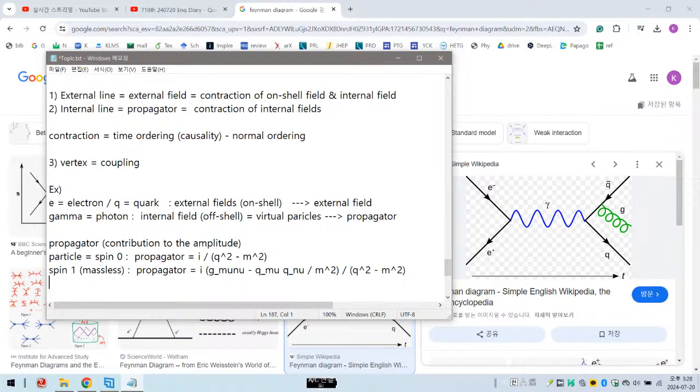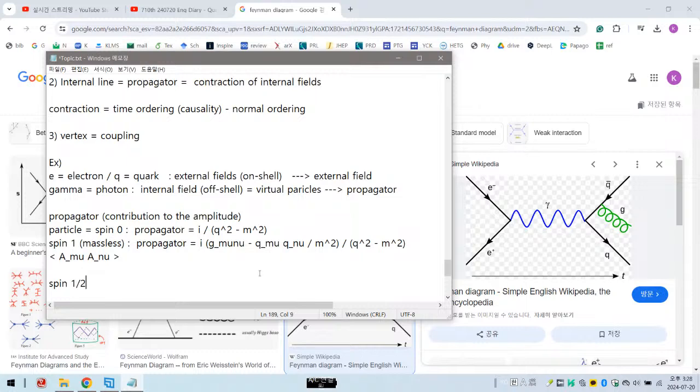It is a complicated form, and the mu nu indices come from the propagator coming from the contraction of A mu and A nu in the expectation value. So these mu nu indices give us the space-time indices for the propagator. And for spin 1/2, the propagator form is more difficult, more complicated. The propagator is given by i times gamma mu p mu, the contraction of them, plus m, over p squared minus m squared. This p is also the same as the momentum transfer, so I will write it as q. So the point is that depending on the spin of the particle, the form of the propagator is different.